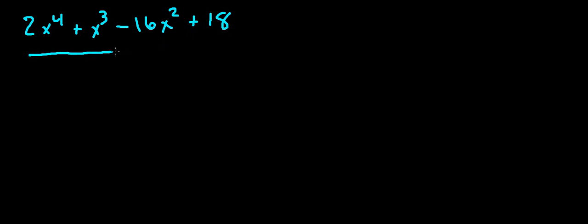Now I have one more, and this one has a couple of tricks. I mean, it's not that tricky, but you gotta try to trick people somehow. 2x to the 4th plus x cubed minus 16x squared plus 18 divided by x plus 2.